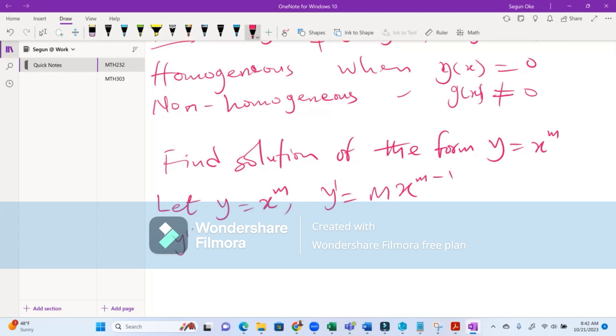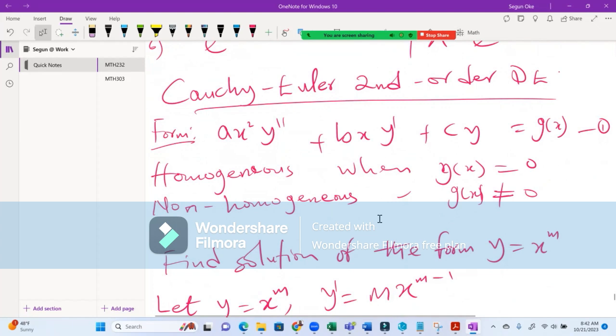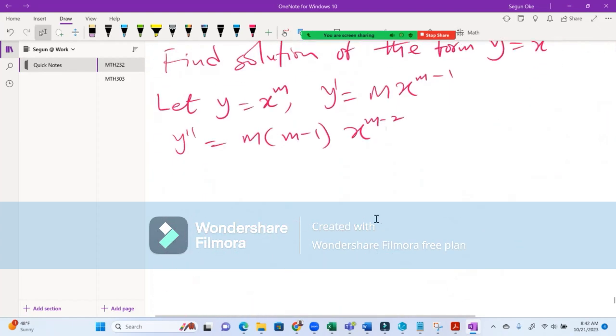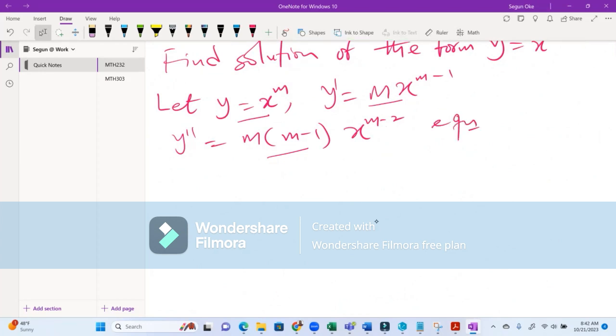Then let's look at y double prime. It will be what? m into m minus 1. Do you agree? x raised to power m minus 2. Do we all agree? Yes, sir. Okay, thank you. Now, don't forget we have equation 1 up. Substitute this and this into your equation. When you substitute it, equation 1 becomes what? Let's look at it.